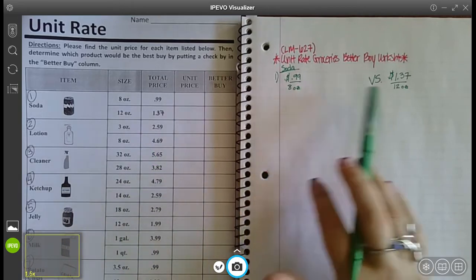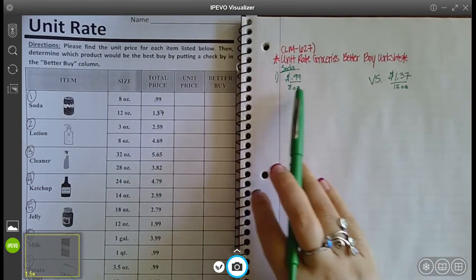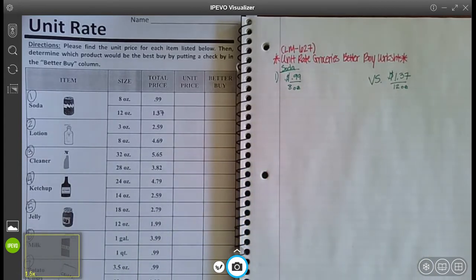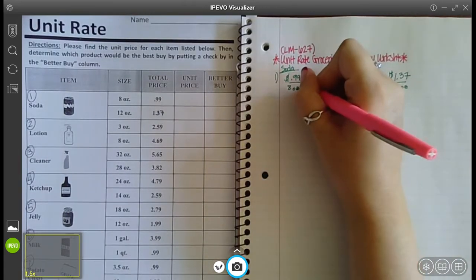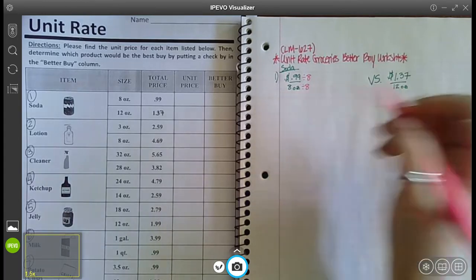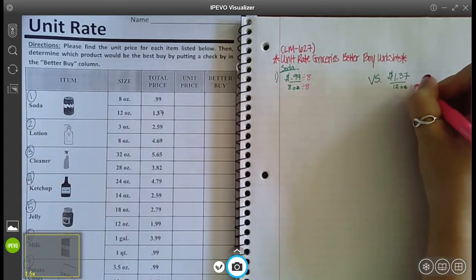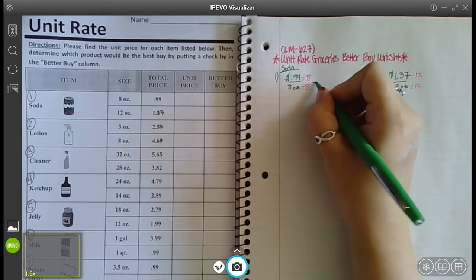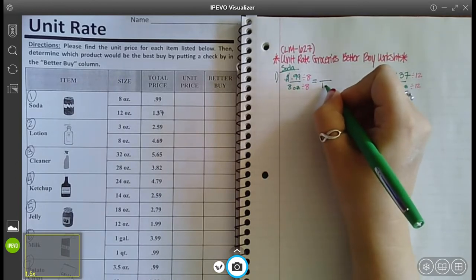So I set up my two ratios, 99 cents for 8 ounces or $1.37 for 12 ounces, and I'm going to find the unit rate by dividing by whatever's in the denominator. So here I'm going to divide by 8 because 8 was in the denominator, and here I'm going to divide by 12 because 12 was in the denominator. And the reason I do this is because anything divided by itself is 1.